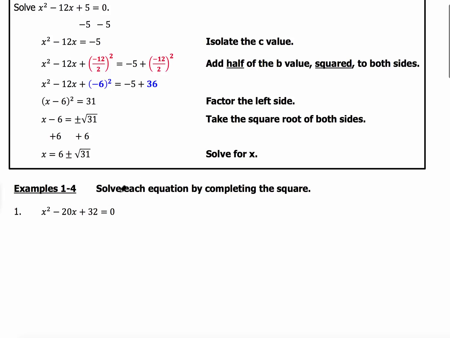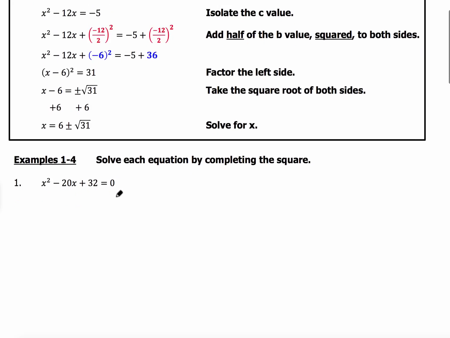So for completing the square, you always want to start with your constant term on the right side of the equation. In this equation, we have x squared minus 20x plus 32 equals 0. I'm going to subtract the 32 so that it's on the right side. It's a little different from factoring because we don't want the right side set equal to 0. So we have a negative 32 over here, and on the left side, I've got my x squared minus 20x.